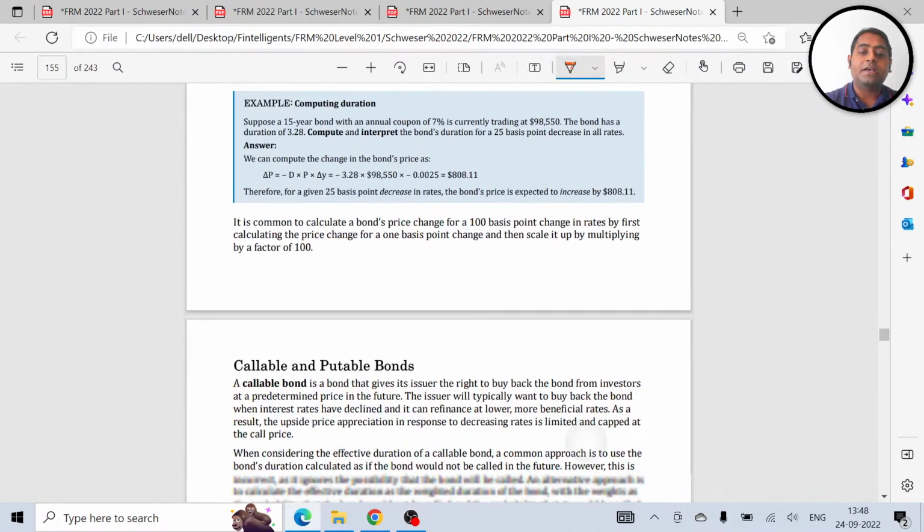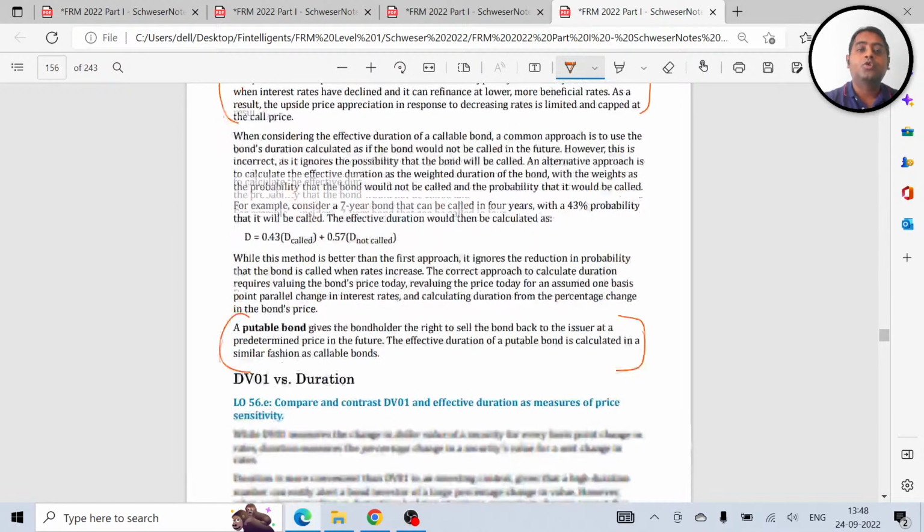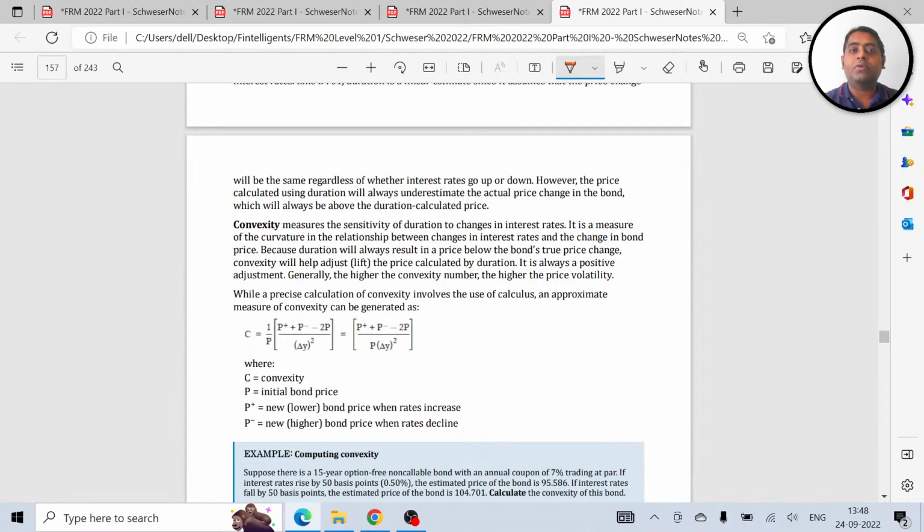Duration and convexity, when they combined, they are tested heavily. Okay, you should know what is happening in callable bond and a putable bond. So I'm just highlighting two paragraphs over here. Convexity formula is not tested. They don't ask you to calculate convexity. They don't ask you to calculate duration. I have not heard about it.